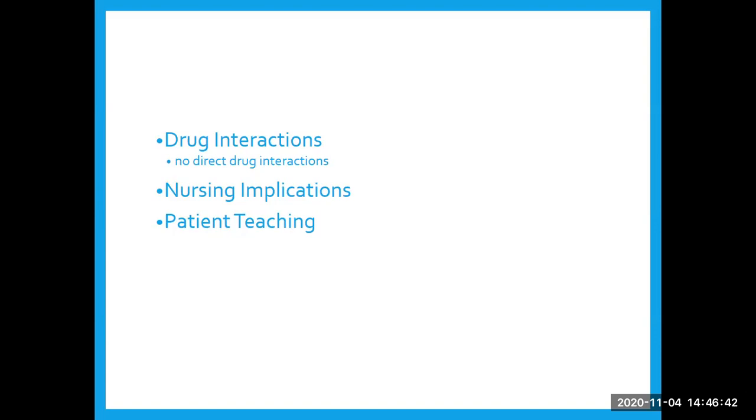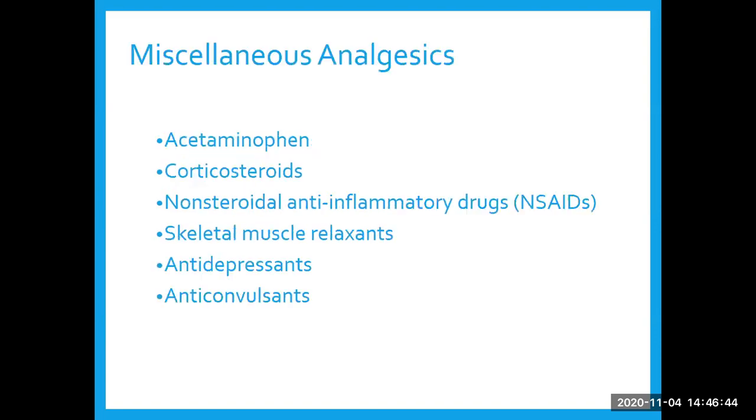The next one is your miscellaneous analgesics, which includes Tylenol (acetaminophen), corticosteroids, the NSAIDs such as Motrin, skeletal muscle relaxants, and also antidepressants and anticonvulsants. These all fall under the category of miscellaneous analgesics.